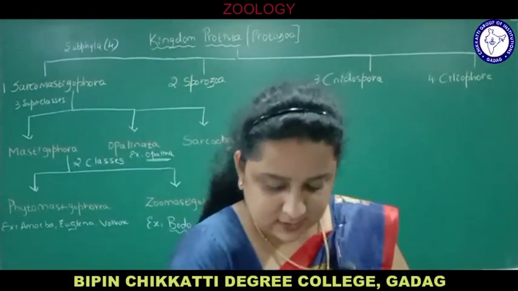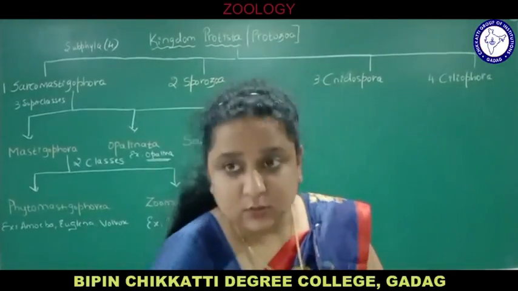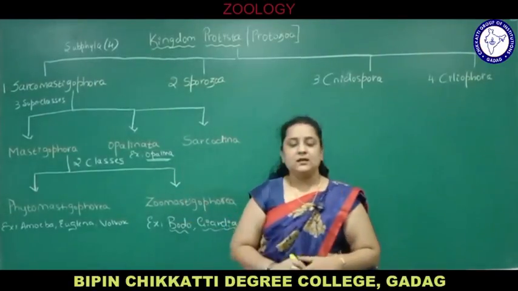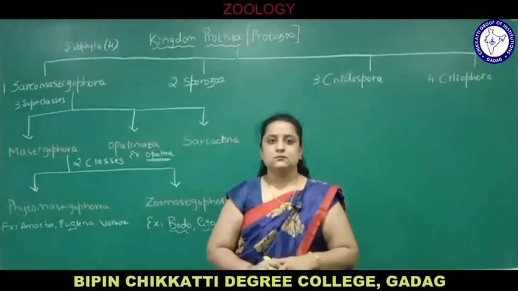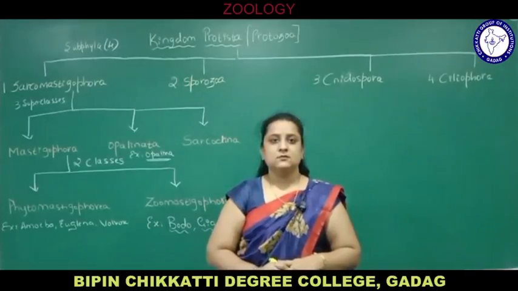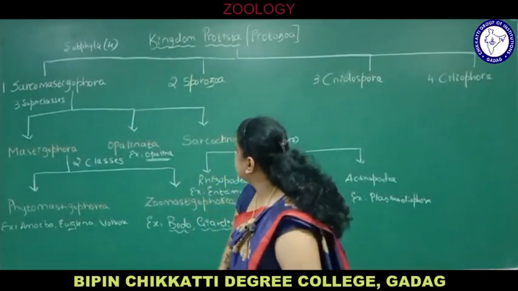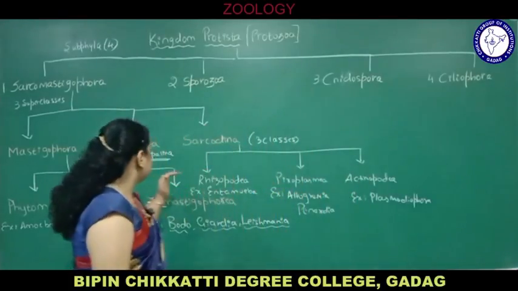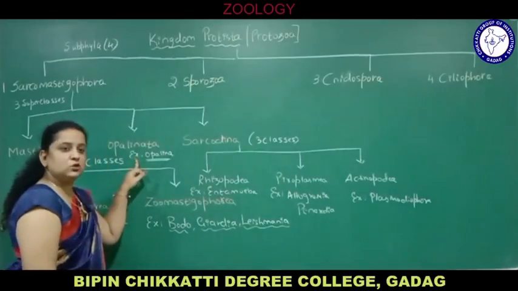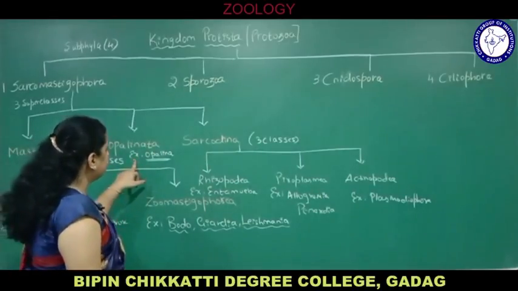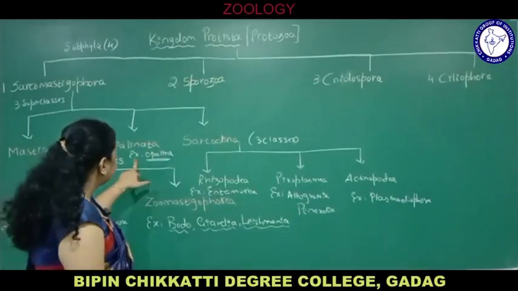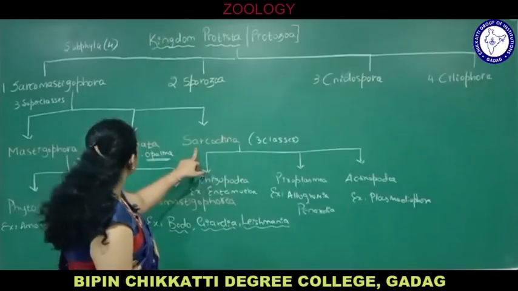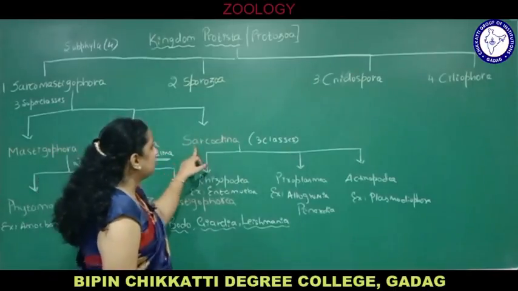Opellinata, they are mostly aquatic and they have rows of cilia. They are freely moving with the help of rows of cilia. Example, Opellina. So superclass Opellinata, here the body is covered by numerous rows of cilia for locomotion, and the reproduction is asexual as well as sexual, asexual by binary fission or multiple fission. Example, Opellina.